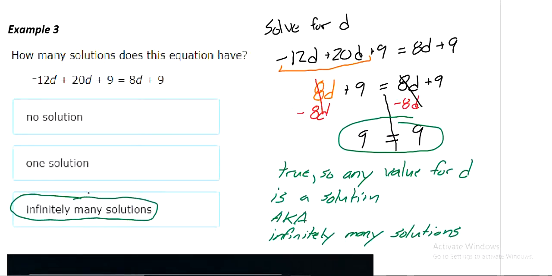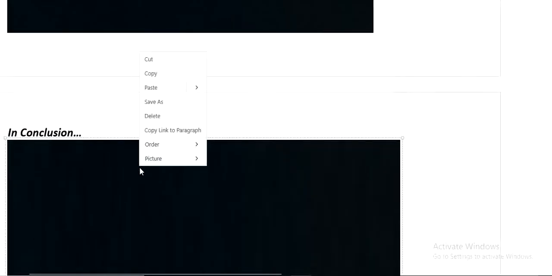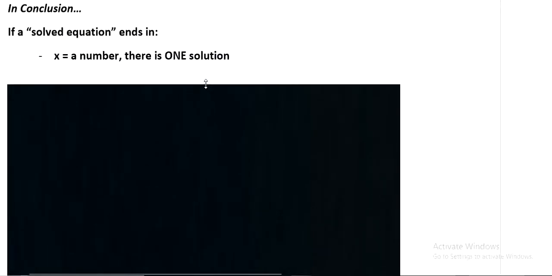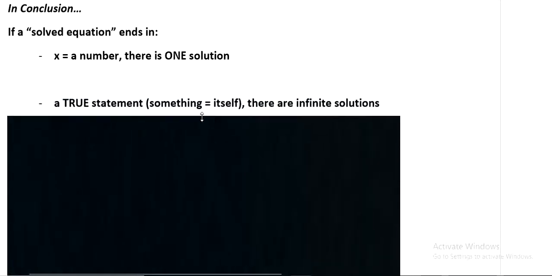Okay guys, so hopefully you have a general understanding of the number of solutions now. Let's finish this off by just writing some maybe little shortcuts in our notes. So in conclusion, if a solved equation ends in x or whatever letter equals a number, there is one solution. So if you can actually find a number that is equal to the variable, there's one solution.